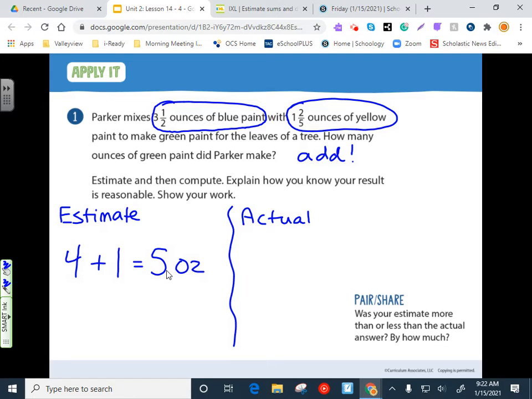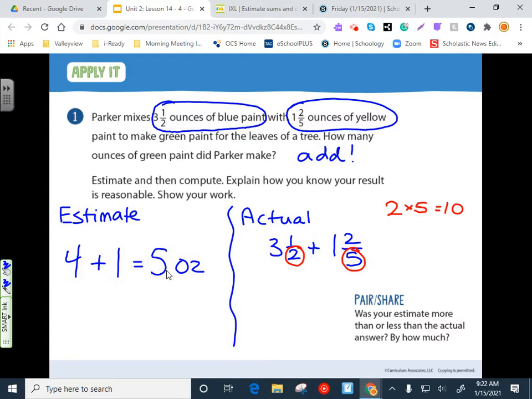The actual is if we took 3.5, added 1 2/5, and I'm looking at my denominators, as always, a 2 and a 5. And I know my common denominator will likely just be a 10.